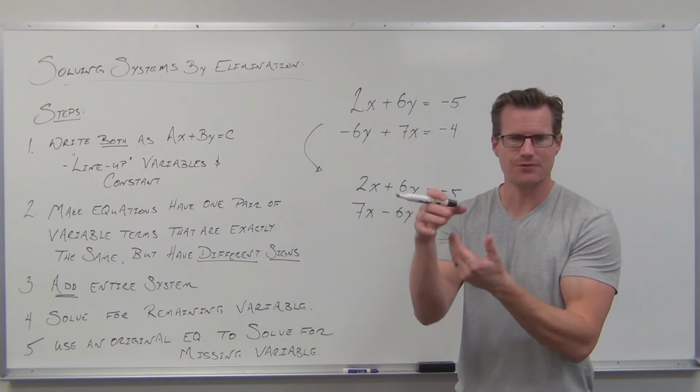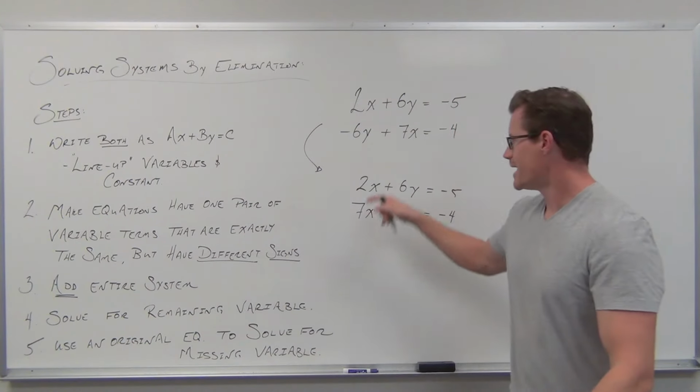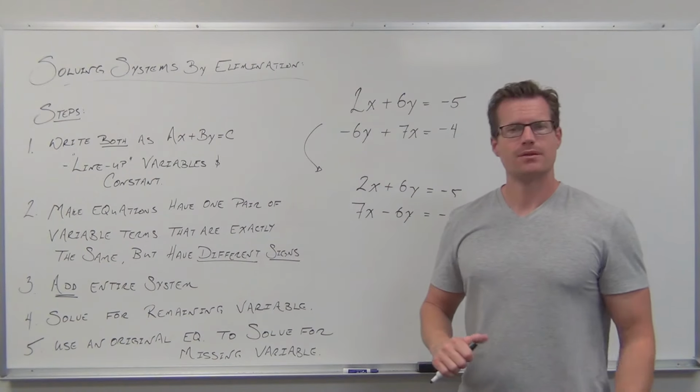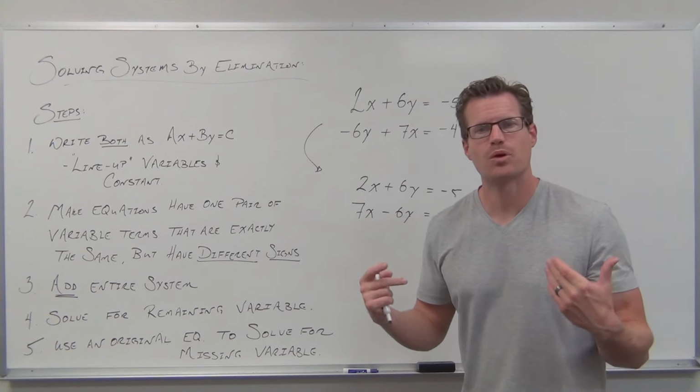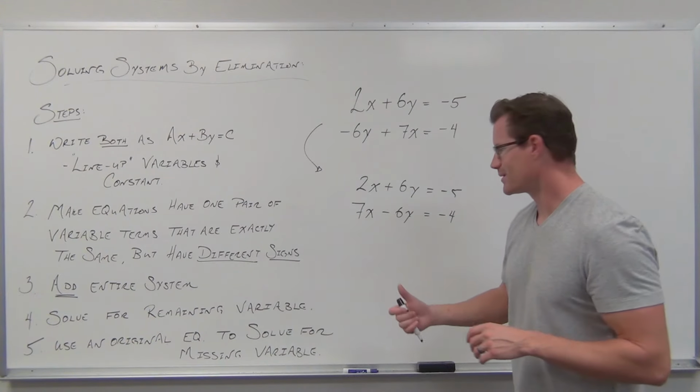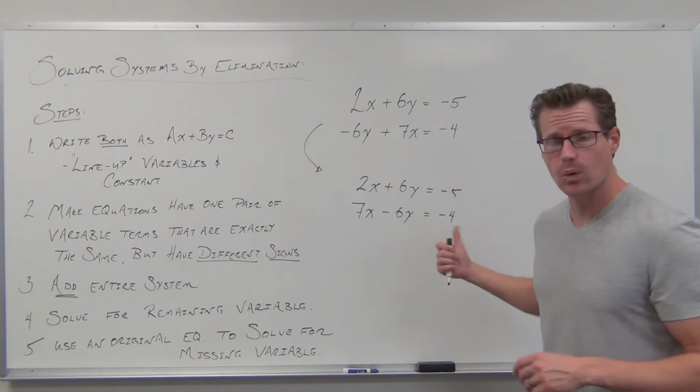Same look, different sign: opposite terms. The x's don't do it, but we notice right away that the y's do. We've got 6y, we've got minus 6y. That's perfect. That's exactly what we want. Man, good thing we didn't do substitution, right? Because that's a whole lot more work.